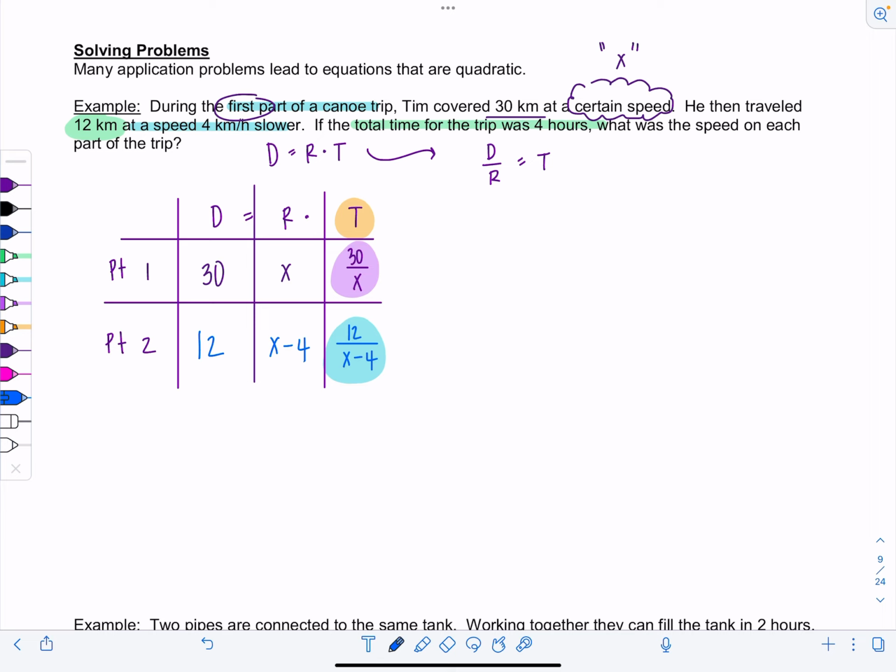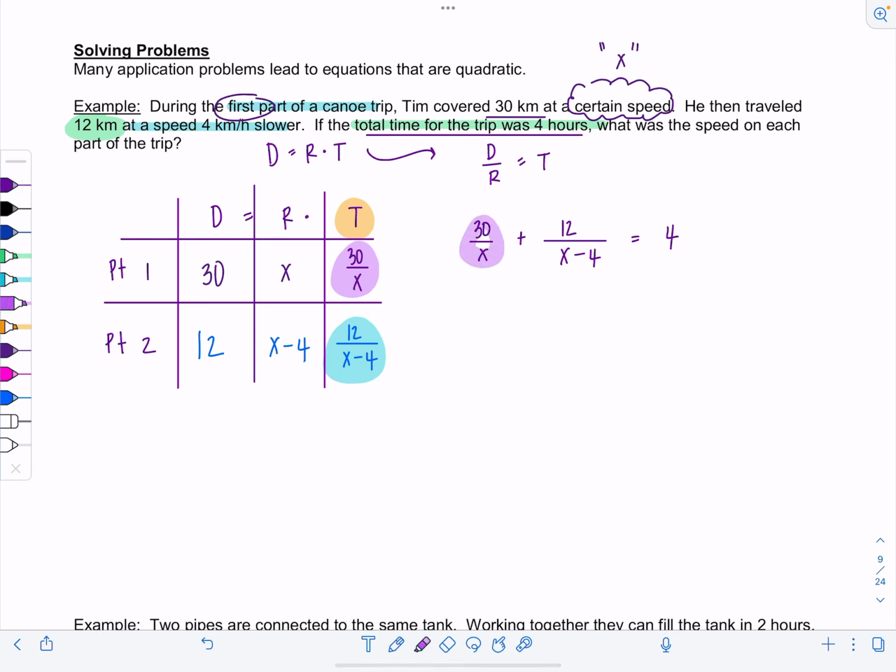Now, how do I write an equation using this table? That will be different for every single word problem. In this particular case, they told me that the total time for the trip was 4 hours. So that means the sum of the time for part 1 and part 2 should equal 4. So here's my equation. 30 over x plus 12 over x minus 4 equals 4, right?